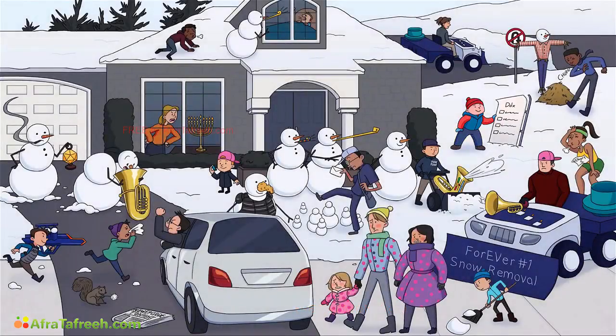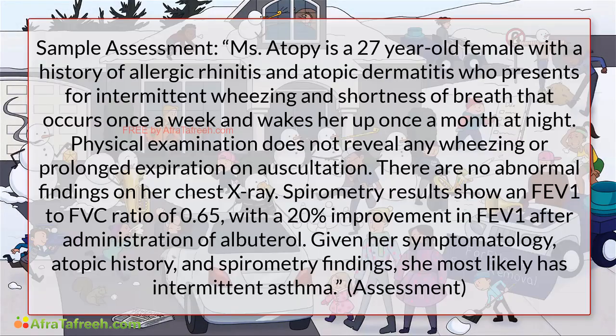All right, let's sum up everything we've learned into a concise sample assessment statement. Miss A to P is a 27-year-old female with a history of allergic rhinitis and atopic dermatitis who presents for intermittent wheezing and shortness of breath that occurs once a week and wakes her up once a month at night. Physical examination does not reveal any wheezing or prolonged expiration on auscultation. There are no abnormal findings on her chest x-ray. Spirometry results show an FEV1 to FVC ratio of 0.65 with a 20% improvement in FEV1 after administration of albuterol. Given her symptomatology, atopic history, and spirometry findings, she most likely has intermittent asthma.